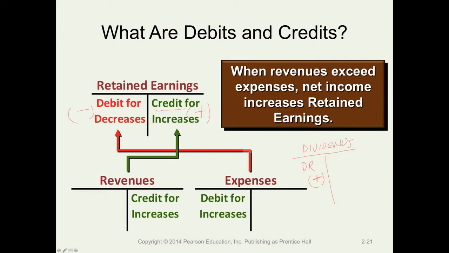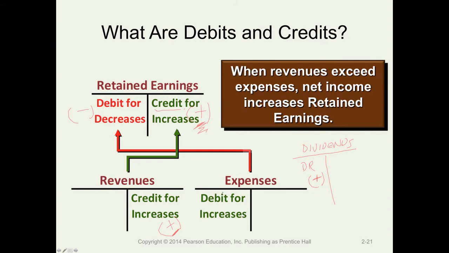When I have a revenue increases wealth, increases retained earnings. Therefore, the rules of debit and credit logically will say that we increase revenues by a credit. When I credit a revenue account, I increase retained earnings. Also logically, if expenses reduce my wealth, they will reduce retained earnings, and therefore, in order to reduce retained earnings, I have to debit retained earnings.